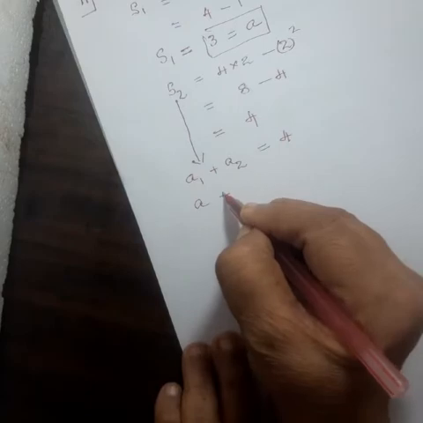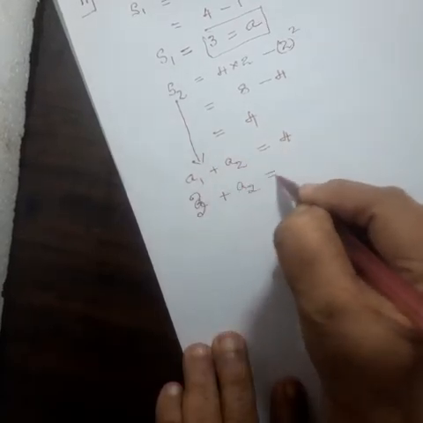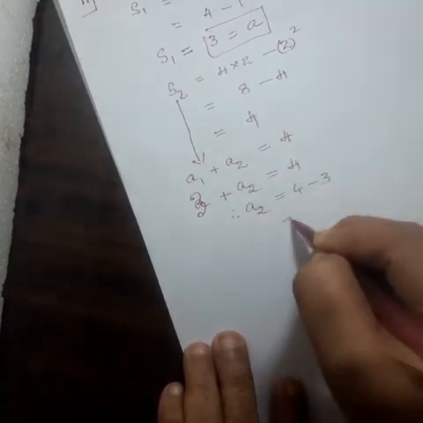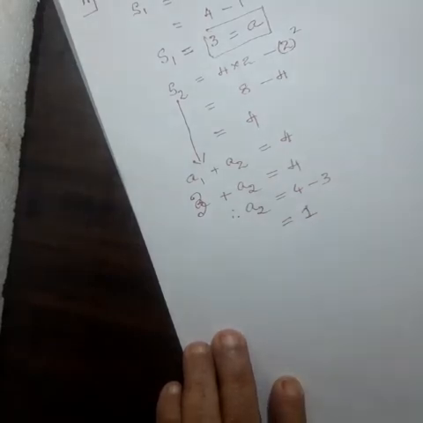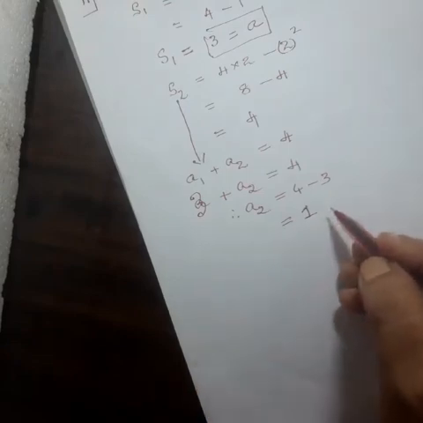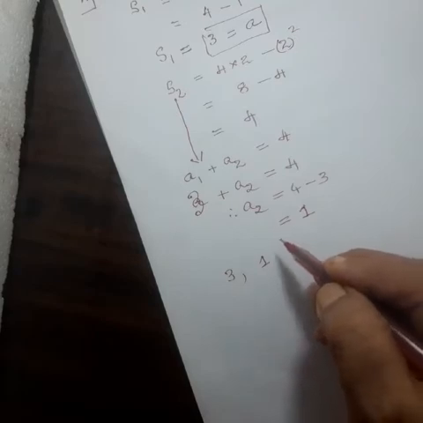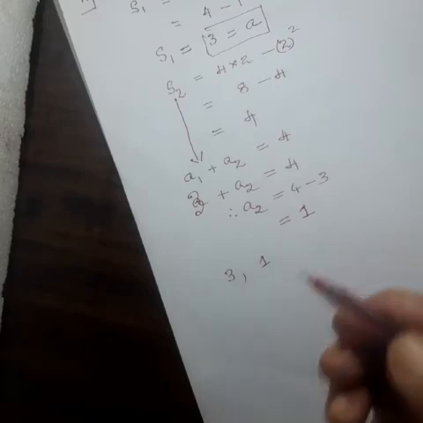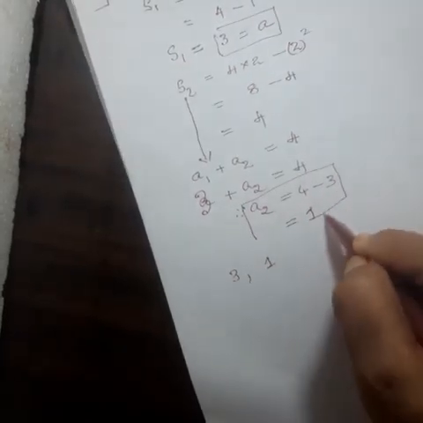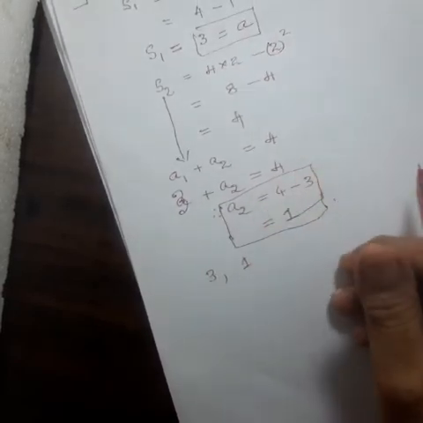So A1 is 3, no? So I have to put 3 here. A1 plus A2 is equal to 4. Therefore, A2 will be 4 minus 3, which is equal to 1. So see, so funny. A is 3 and A2 is 1. So we have got one AP here, but of course they have asked us something else. They have asked us what is the second term. Okay, we have found the second term here. A2 is equal to 1. They have asked that question. So our answer is 1.